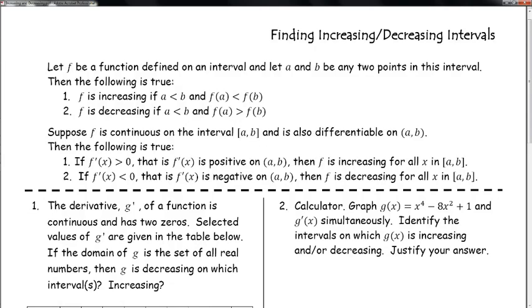We talked about that. If f prime is less than 0, that means f prime is negative, and f is decreasing. So let's look at a couple examples.